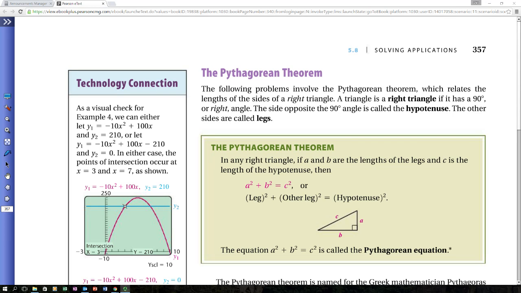Chapter 5, Section 8, the second part here, a little part just specifically about the Pythagorean theorem. Not until we get to quadratic equations do we work on basically having the tool set to solve these. So I'm going to spend a little time talking about this theorem.